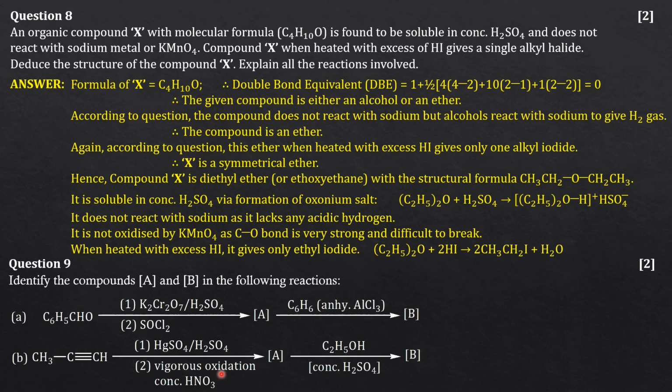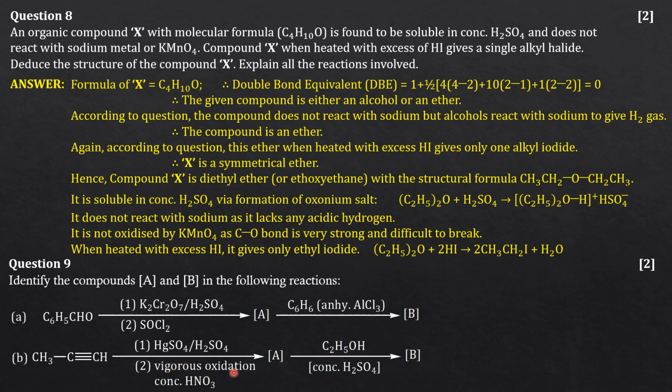Now this acetone is treated with HNO3, and it is written vigorous oxidation. So under vigorous oxidation, acetone will give you a mixture of formic acid and acetic acid, because one of the carbon-carbon bonds will break, between the carbonyl carbon and the methyl carbon. So one fragment will contain one carbon, that will become formic acid. The other fragment will contain two carbons, so that will become acetic acid. But they are giving only A. Why? It should be A plus B, acetic acid and formic acid, but they are giving only A.